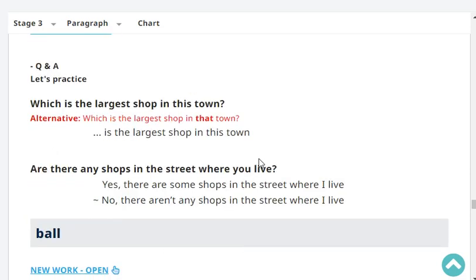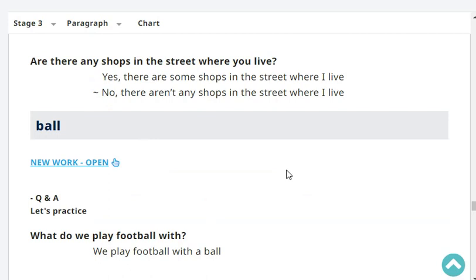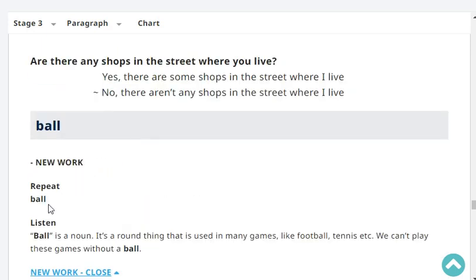Let's practice. Which is the largest shop in your town? Ion Mall is the largest shop in my town. Are there any shops in the streets where you live? Yes or no? Yes, there are some shops in the street where I live. Very good.